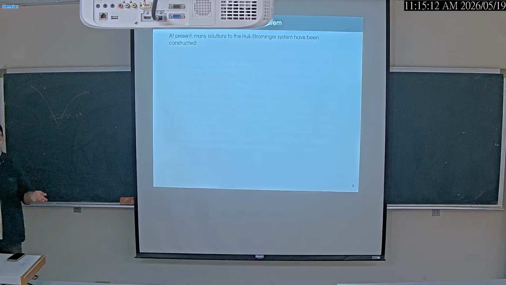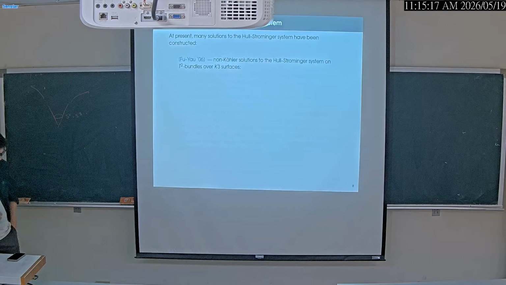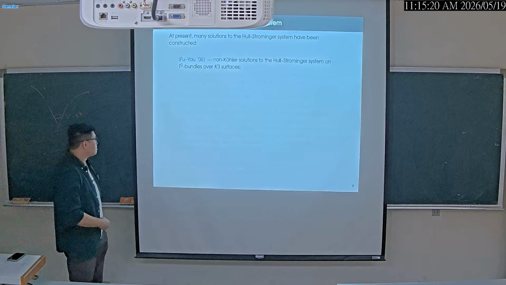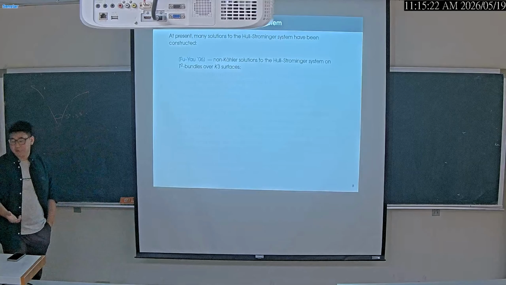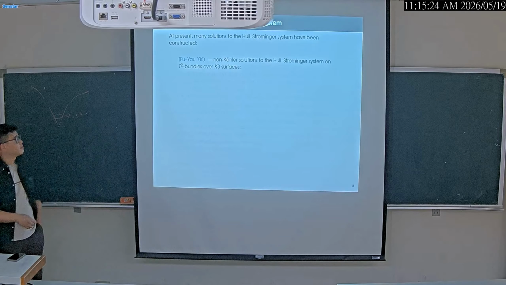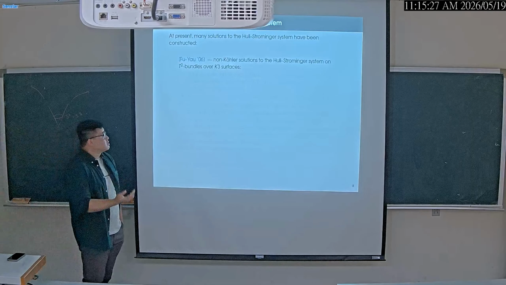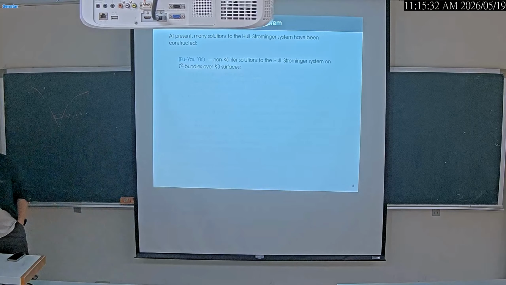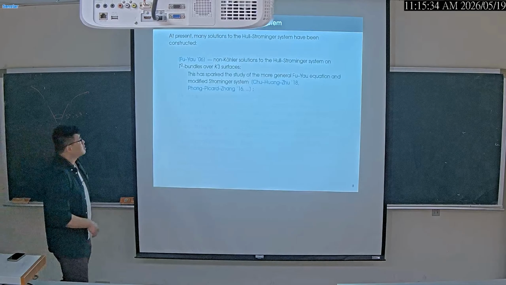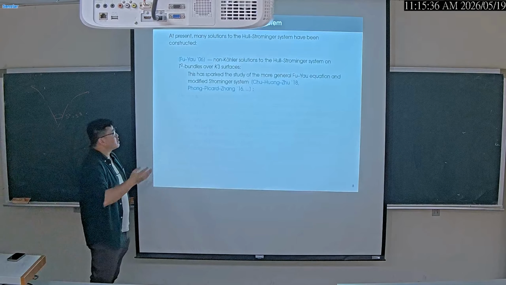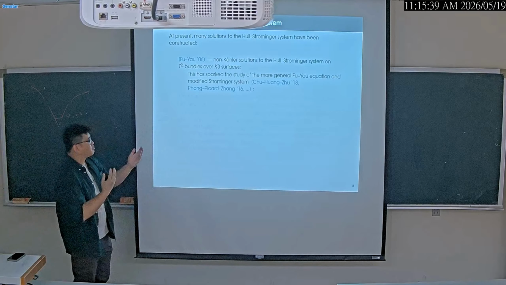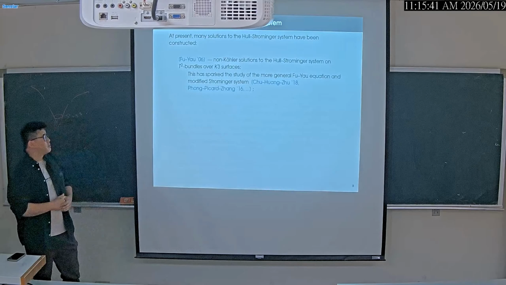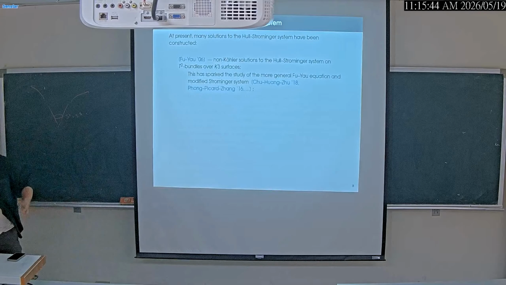Of course, we want maybe non-Kähler solutions to this system, and so people have studied this, and I have a non-comprehensive list of what we know so far. So, for example, Fu and Yau have constructed non-Kähler solutions to this system on T2 bundles over K3 surfaces, and one can further generalize this. So with their ansatz, you have this Fu-Yau equation that you can generalize to other dimensions, and you can study this modified Strominger system. This is also what has been done since.